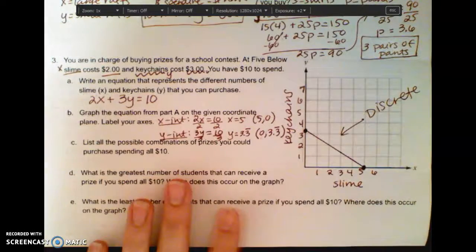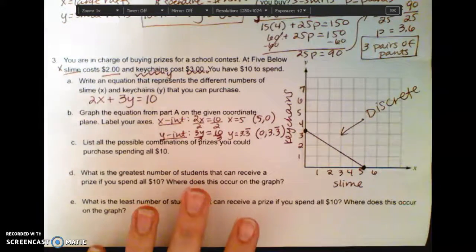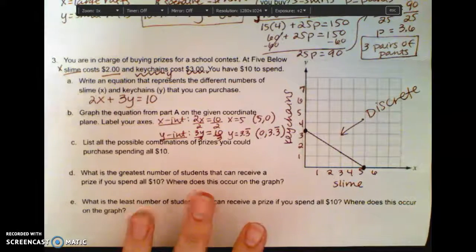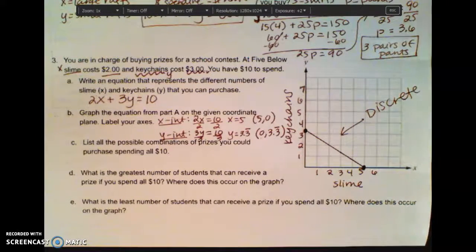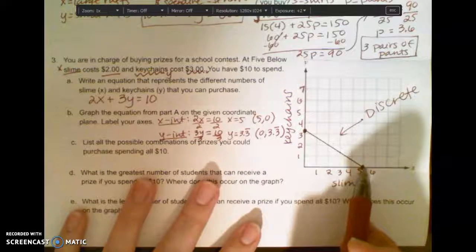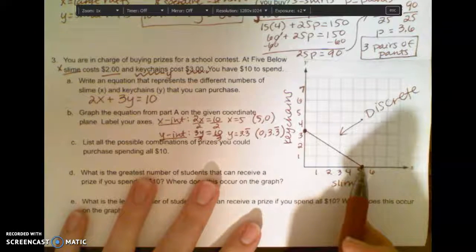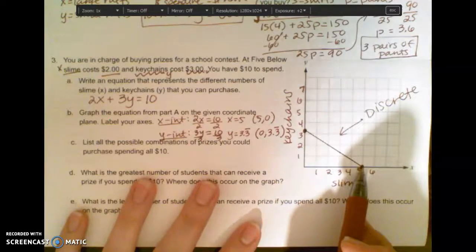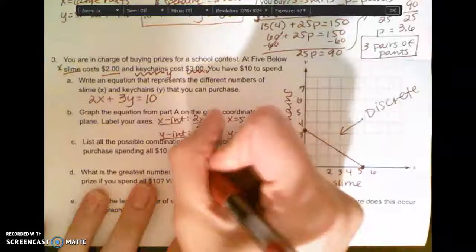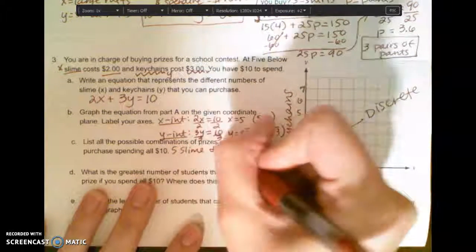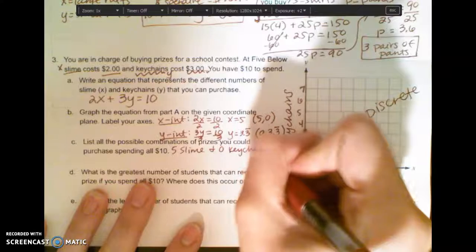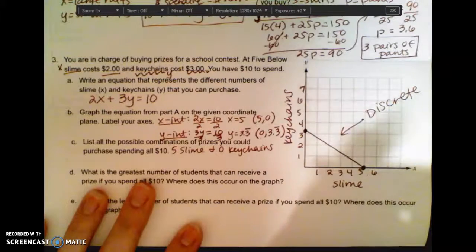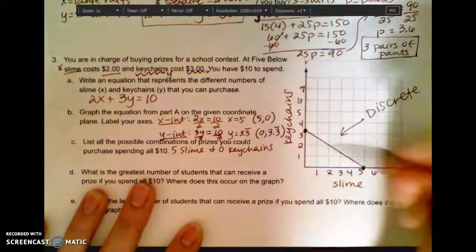And that goes into the next question. It says list all the possible combinations of prizes you could purchase spending all $10. We are spending the entire $10, nothing more, nothing less. So one combination of items that I can buy is this. If I buy 5 containers of slime and no keychains, I will spend the entire $10. So I have 5 slime and 0 keychains. That is one combination.